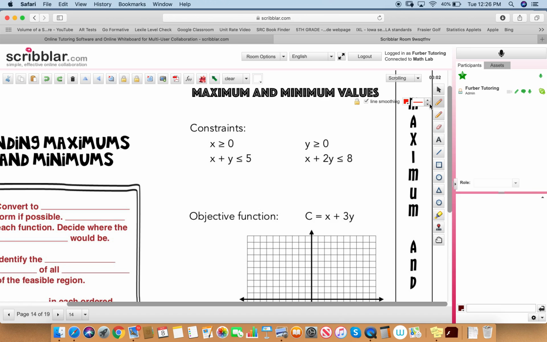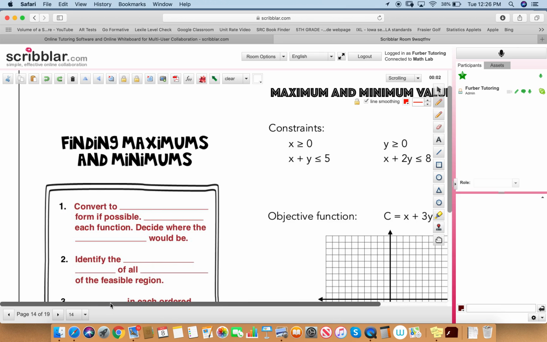And I'm going to show you a little trick that I like to use, because you don't want to shade 4 times. It's going to be confusing. It's going to be hard to see. So I'm going to teach you a little shortcut on how you can wait till the end to actually shade the feasible region. Okay? So let's go through the steps first, and then we'll fill this in as we go.